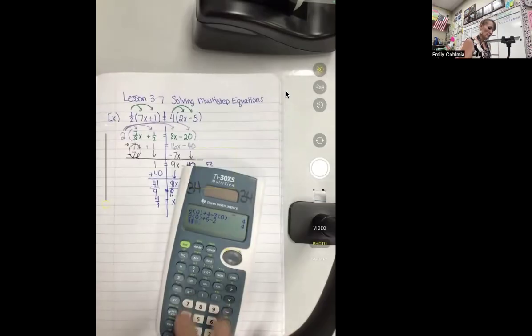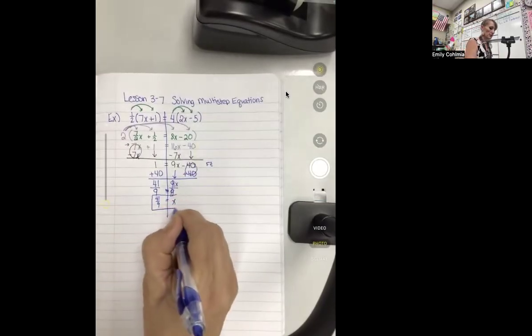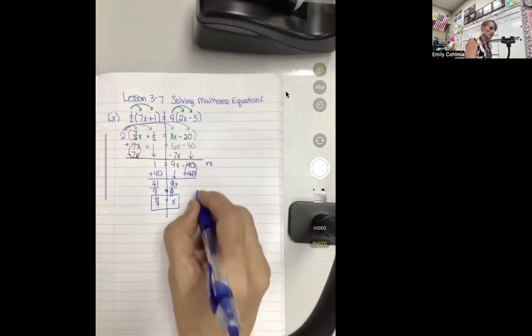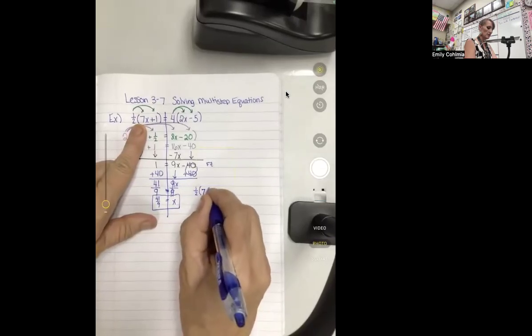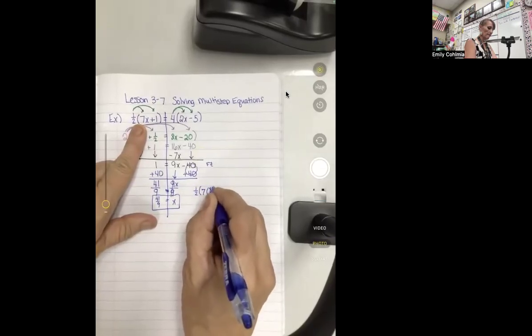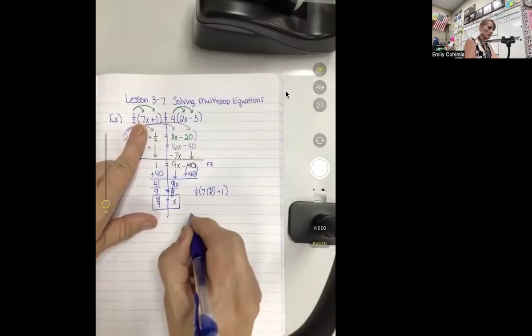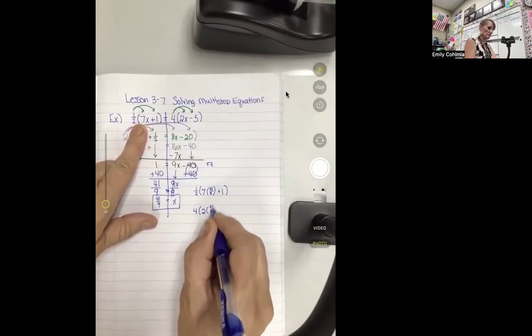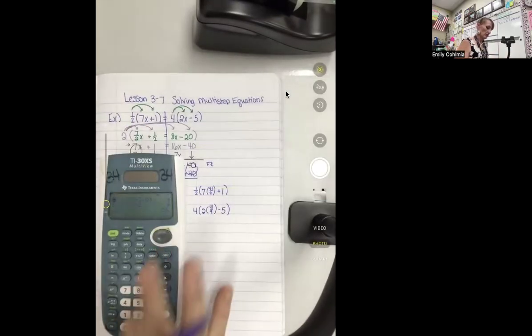So I'm going to put 41 over 9 in my calculator just to make sure that it doesn't simplify, and it doesn't. So this is my answer, assuming that it checks out. Now, when we check out, we have to go all the way to the beginning. So all the way to the beginning is 1/2 parentheses 7 times 41 over 9 plus 1 in parentheses. So that is the left side. The right side then will be 4 parentheses 2 times 41 over 9 minus 5.